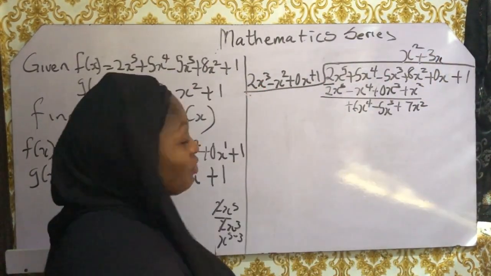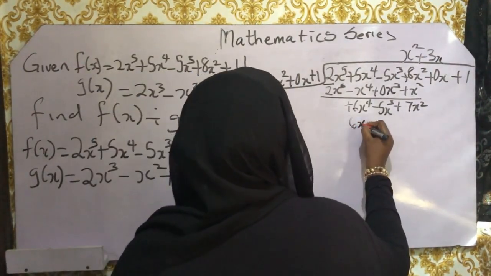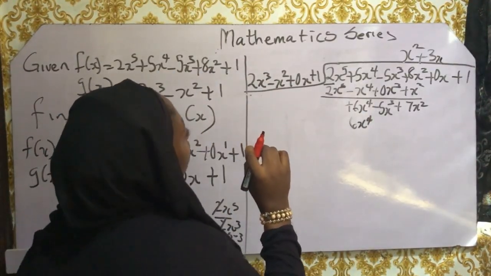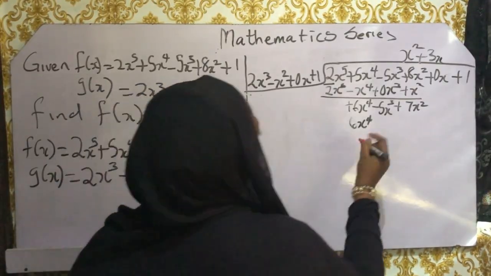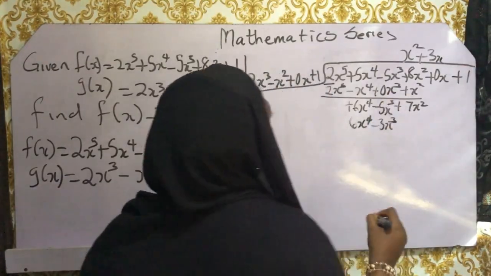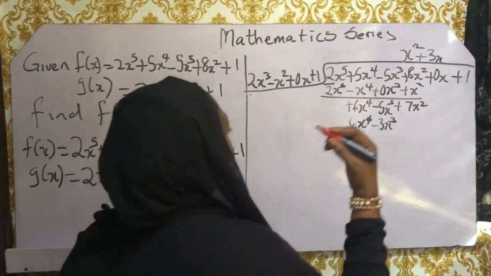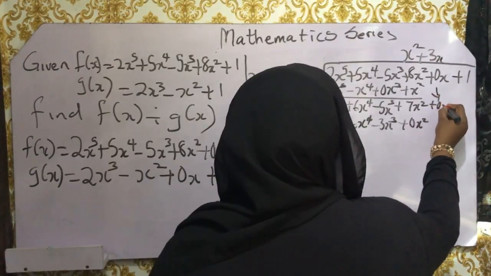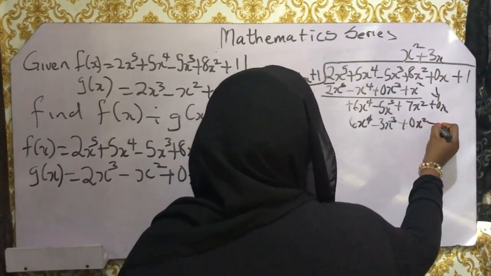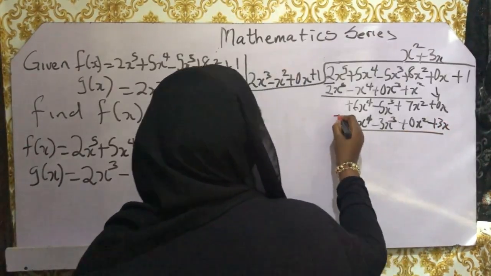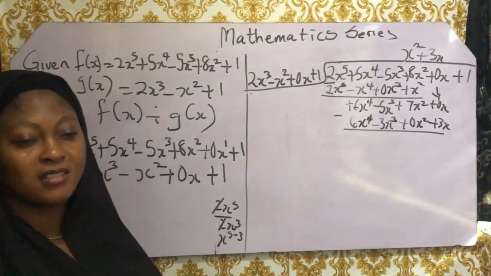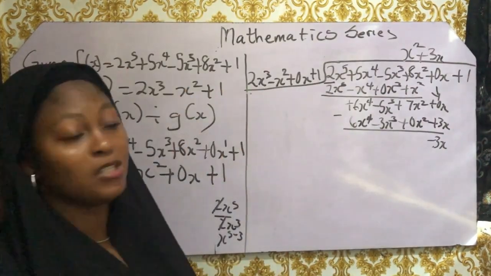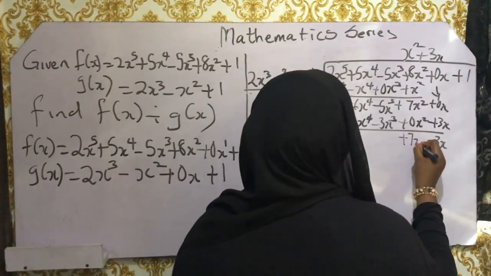So 3x multiplied by 2x to the power of 3 gives 6x to the power of 4. 3x multiplied by negative x squared gives negative 3x to the power of 3. 3x multiplied by 0x gives 0x squared. And then bring this down, we have 0x. 3x multiplied by positive 1 gives positive 3x. Now subtract. 0x minus 3x will give you negative 3x.